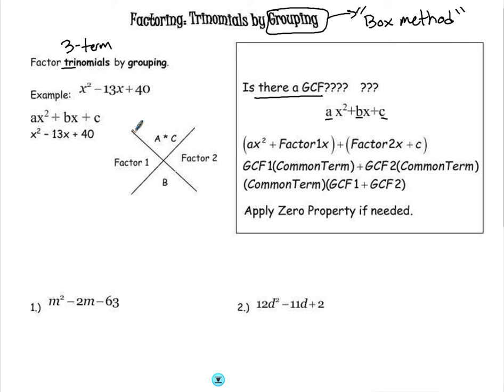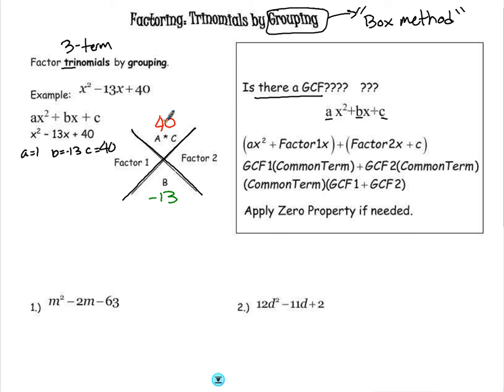Either way, what you want to do first is draw a little x here, and you want to go ahead and look at A, which is 1, B, which is negative 13, and C, which is 40. What would A times C be? 1 times 40 would be 40. And when I look at B, I get a negative 13. So I need to think to myself, and this is the question you have to ask yourself, what two factors multiply to 40, but those same two factors add up to a negative 13?